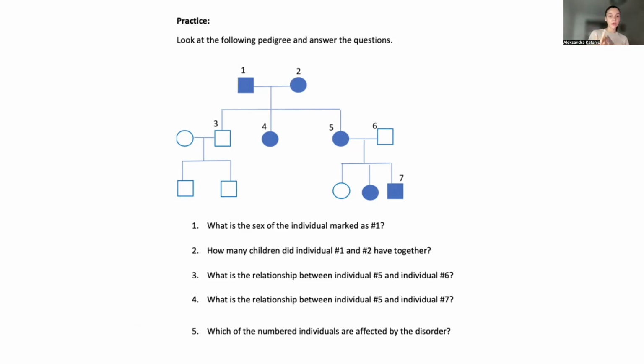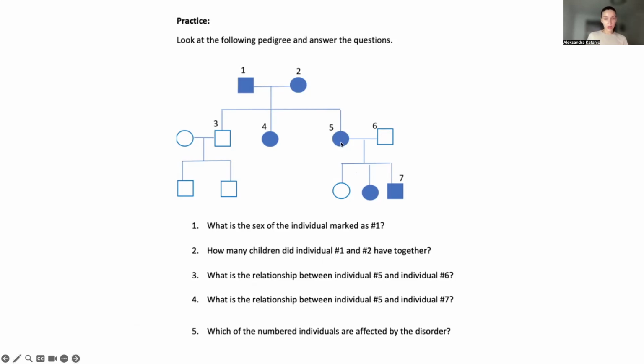Question number 1, the sex of individual marked as number 1. Individual 1 is a square, which we said is representative of a male. How many children did individual 1 and 2 have together? You can see by the lines, they're married, down, 1, 2, 3 children, okay? The relationship between individual 5 and individual 6 is marriage, okay? They're married or they're co-parents.